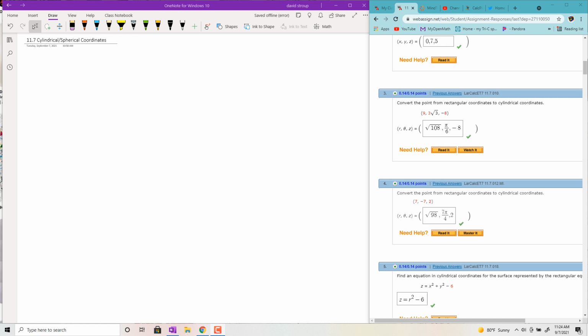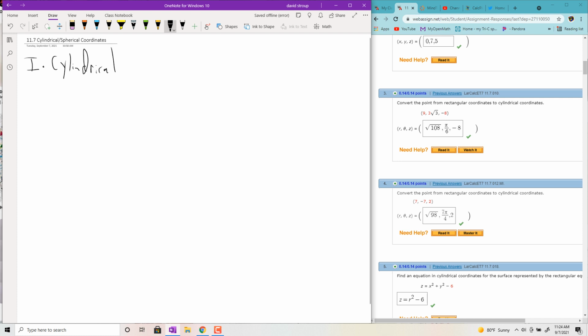Hey, welcome back. Now we're doing cylindrical and spherical coordinates. So it's another way of doing a coordinate system. Cylindrical is just an extension of the polar coordinate system, so that should be relatively painless to introduce. Cylindrical, and this is connected to polar.